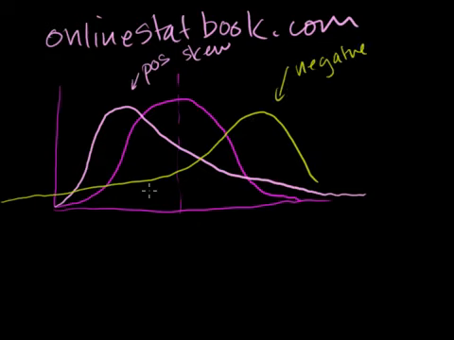If you have trouble remembering it, just remember which direction the tail is going. This tail is going towards the negative direction. This tail is going to the positive direction. So if something has no skew, that means that it's nice and symmetrical around its mean.